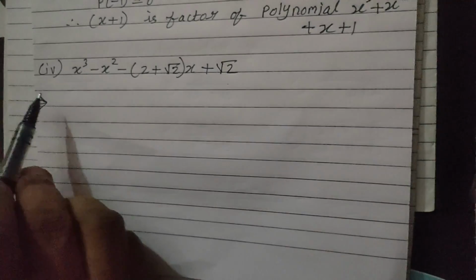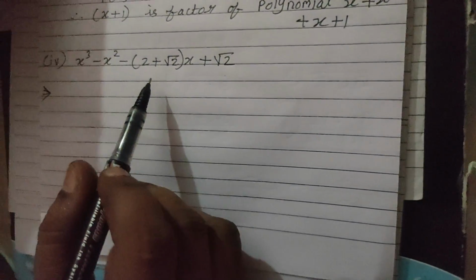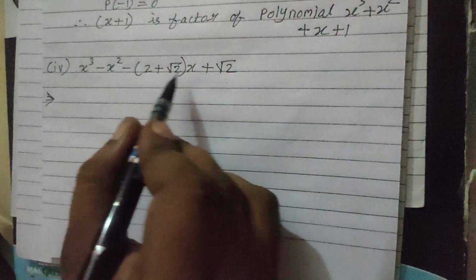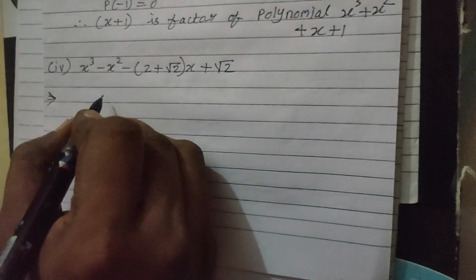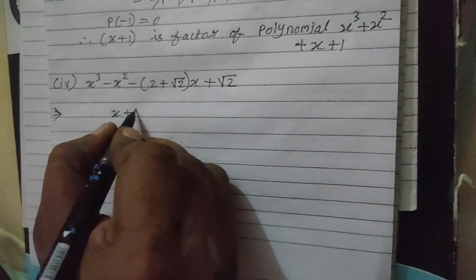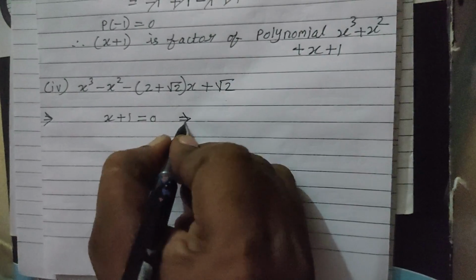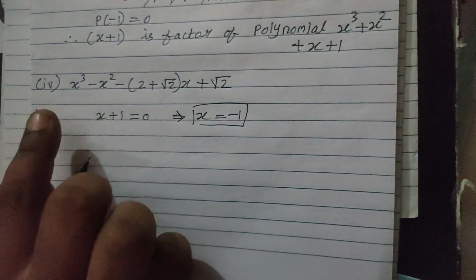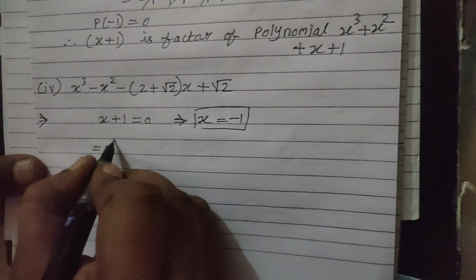Now question 1, the fourth one. The second and third are homework, easy, same as this, so I am taking the fourth one. Here you see the polynomial, there is a bracket. First we will find the x value. So x plus 1 equals 0 again, so x will be equal to minus 1. Now see the polynomial, the bracket is there, so first we will take the polynomial.